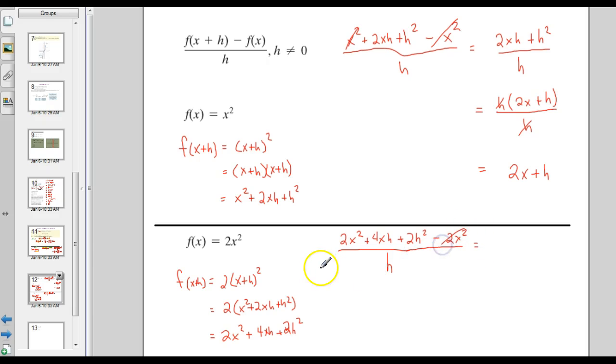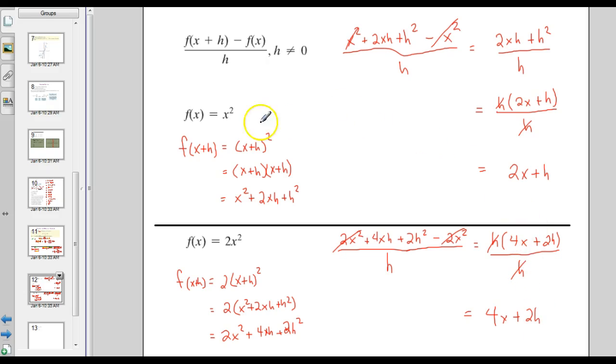Alright, once again, f of x cancels away. I'm left with 4xh plus 2h squared. I'm going to go ahead and pull that h out like we did last time as I rewrite it. So h comes out, I'm left with a 4x here, and I'm left with just a 2h here because of the square. We're pulling out an h, so we're just left with plus 2h. Then we divide by h, so that's going to cancel once again. And we're left with 4x plus 2h.